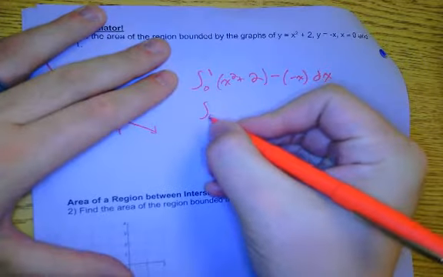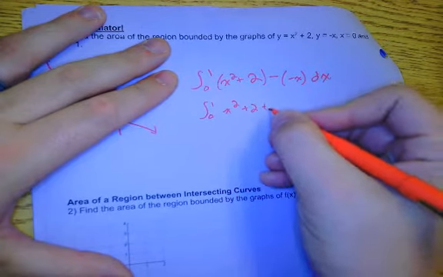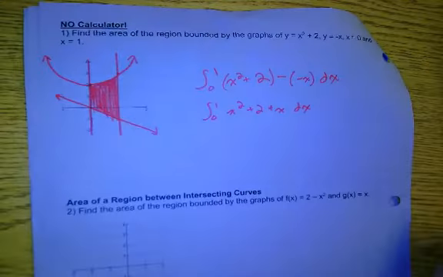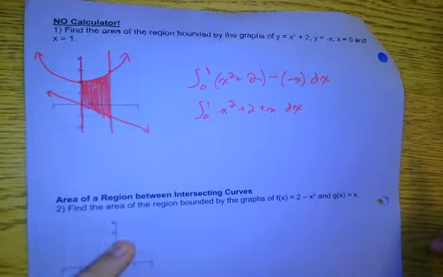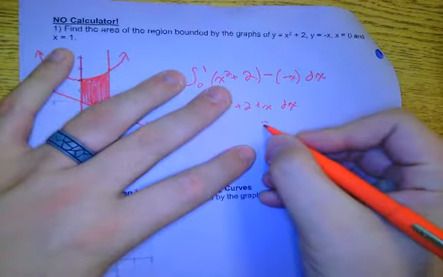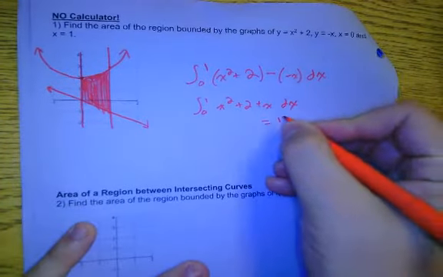So this would turn into x squared plus 2 plus x dx. Do I need to go through and integrate each of these individually? Tell you what, it's on the notes if you want to practice it on your own. But I'll tell you the answer right now is 17/6.